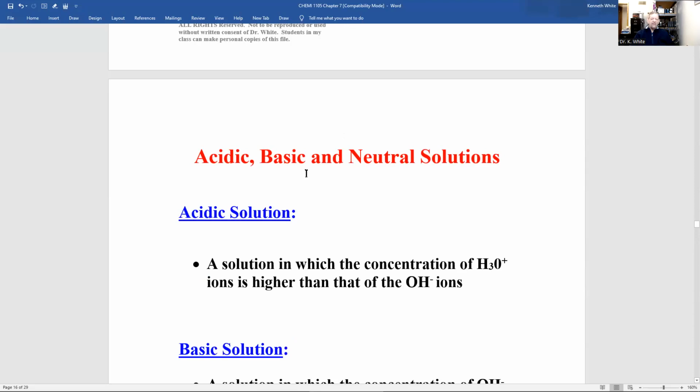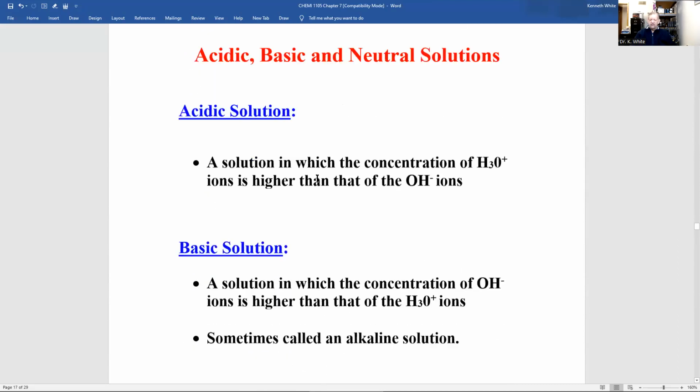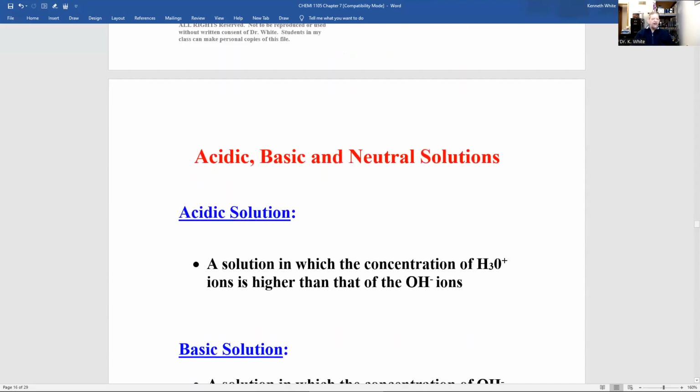Now, when we talk about solutions dealing with acids, bases, and water, we use the terms acidic solution, basic solution, and neutral solution. And if I look at the clock, which I just did, let's take about a 5-minute break and we'll come back and do these. So let's take a 5-minute break and I'll be back in 5.